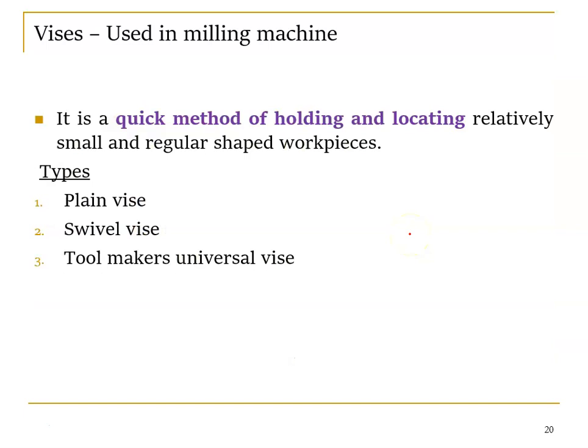So next, the last one is vises, right? So vises, we know that we have a fixed jaw as well as movable jaw. So it is a quick method of holding and locating relatively small and regular shaped workpiece. It is very common. Generally we use vise alone. Vise மட்டும் யூஸ் பண்ணி பண்ணுவோம், right? So it has three types: plain, swivel, and tool makers universal vise, right?